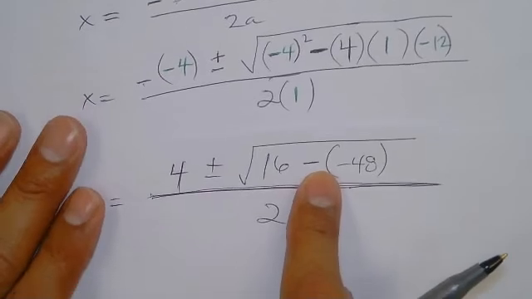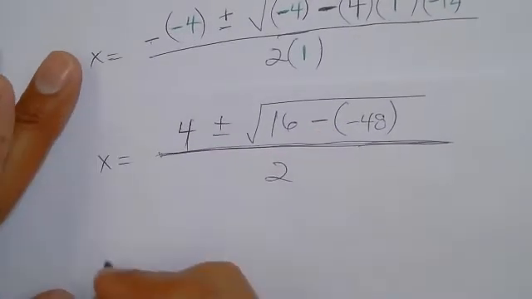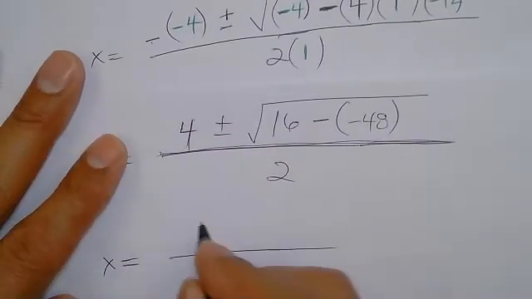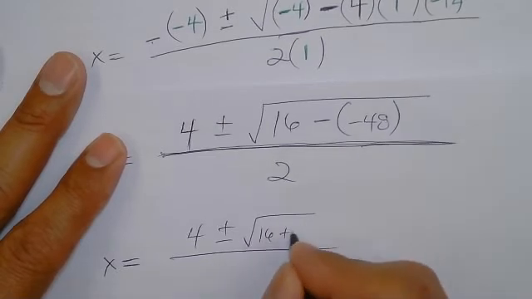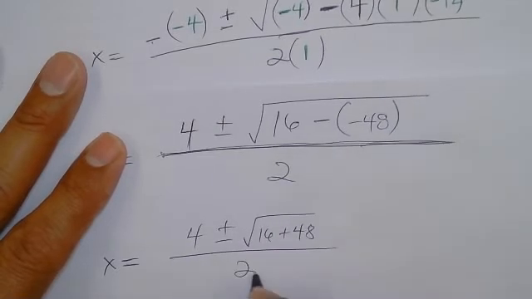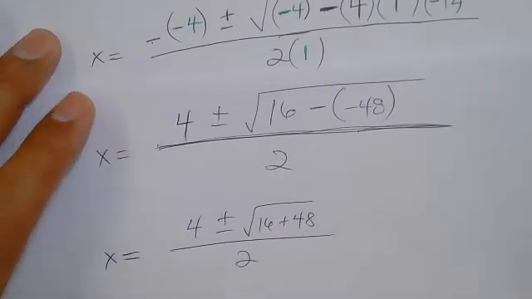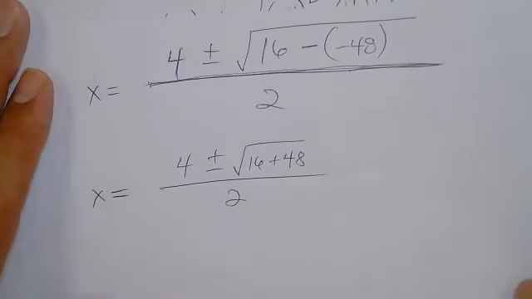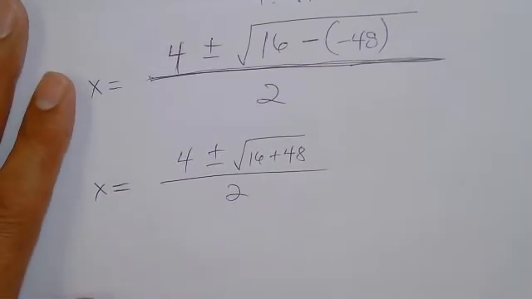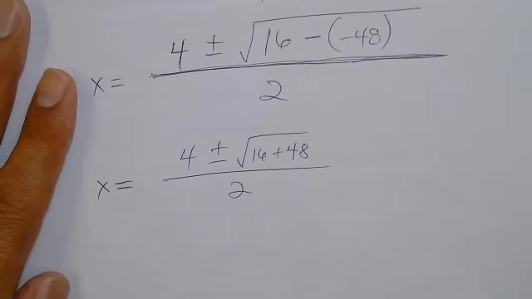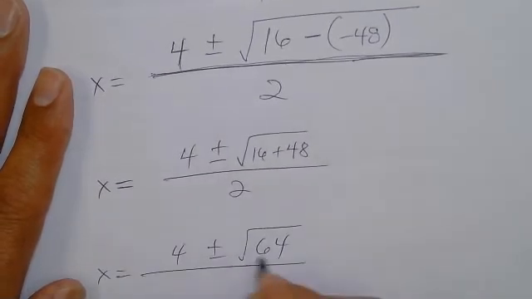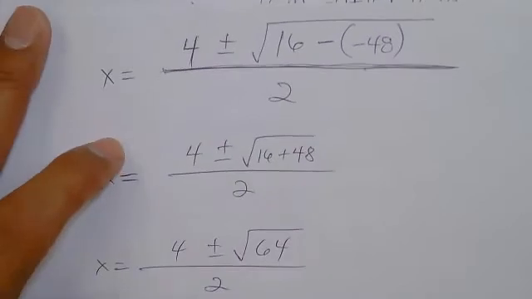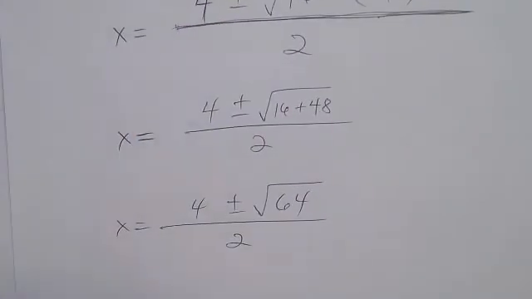All right. But what's going to happen here, everybody? You guys agree that's going to become a positive? Yeah. So now we got this. X is equal to 4 plus or minus the square root of 16 plus 48, divided by 2. See, it's just going to simplify and get easier and easier. Is that okay with everybody there? And 16 plus 48 is what? 64.